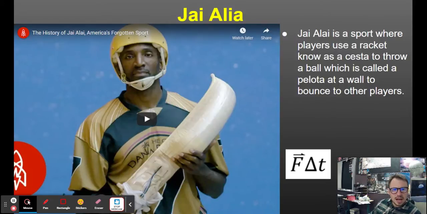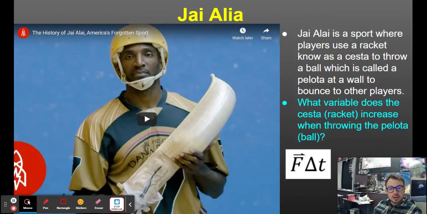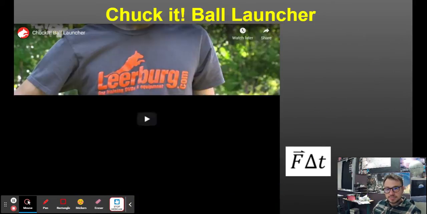This is called, I think, jai alai, a sport where players use a racket known as a cesta to throw a ball, known as a pelota, into a wall to bounce it past other players. Notice they can throw a lot faster. The fastest baseball pitch is about 106 miles an hour, while the fastest this has ever been launched is about 180 miles an hour. It's not because they're stronger, right? They're applying a large force for a longer period of time because they basically extended out their arm, right?